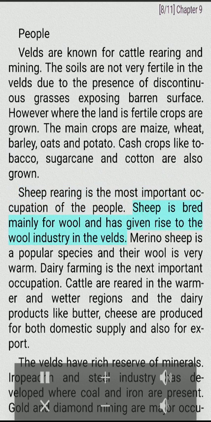Sheep rearing is the most important occupation of the people. Sheep is bred mainly for wool and has given rise to the wool industry in the velds. Merino sheep is a popular species and their wool is very warm. Dairy farming is the next important occupation. Cattle are reared in the warmer and wetter regions, and the dairy products like butter, cheese are produced for both domestic supply and also for export.